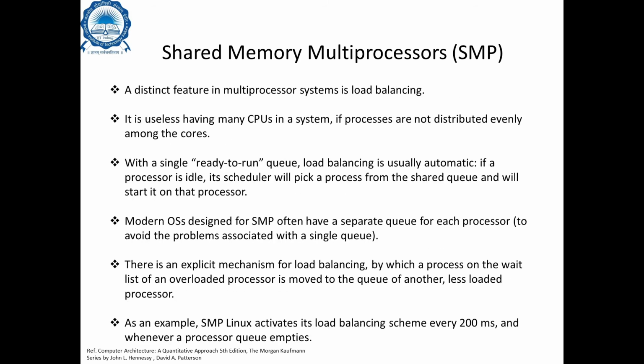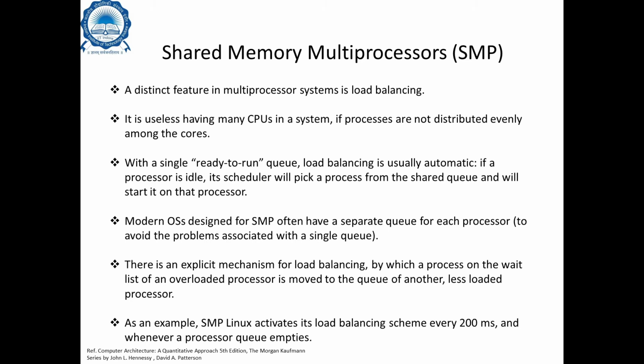Another distinct feature in multiprocessor systems is load balancing. It is useless having many CPUs in a system if processes are not distributed evenly amongst the cores. When a single ready-to-run queue is available, the load balancing is usually automatic. That is, if a processor is idle, its scheduler will pick a process from the shared queue and start it on that respective processor.